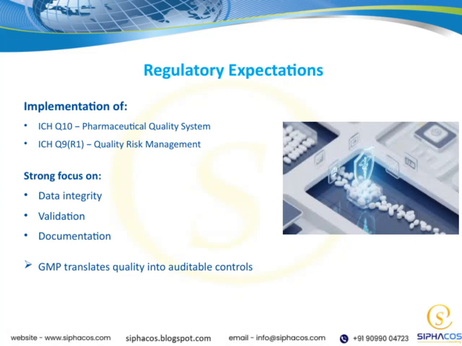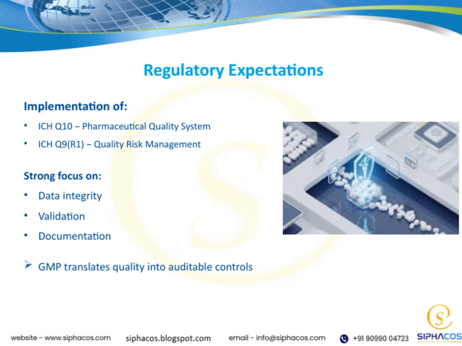Let's take a closer look at some of the key regulatory expectations that guide our quality systems. First, we have the implementation of ICH Q10, which is all about establishing a robust pharmaceutical quality system. This framework helps ensure quality is built into every aspect of our manufacturing process. Alongside that, we need to focus on ICH Q9, R1, which emphasizes quality risk management. This means proactively identifying potential risks and applying appropriate measures to mitigate them, ultimately safeguarding product quality and patient safety.